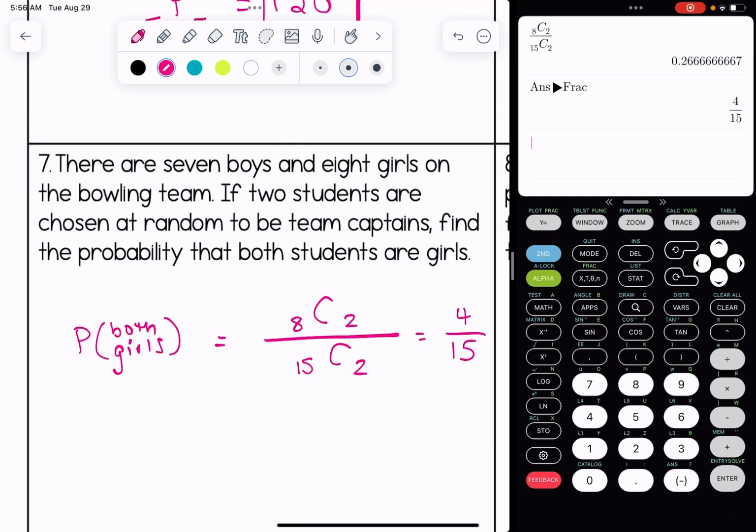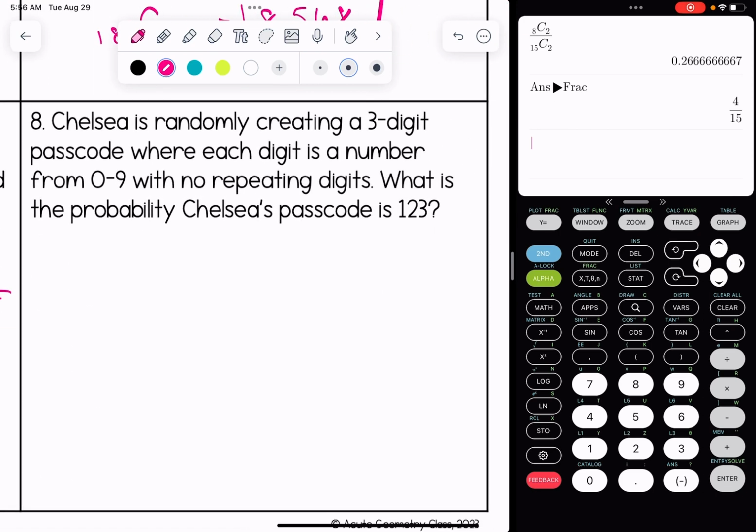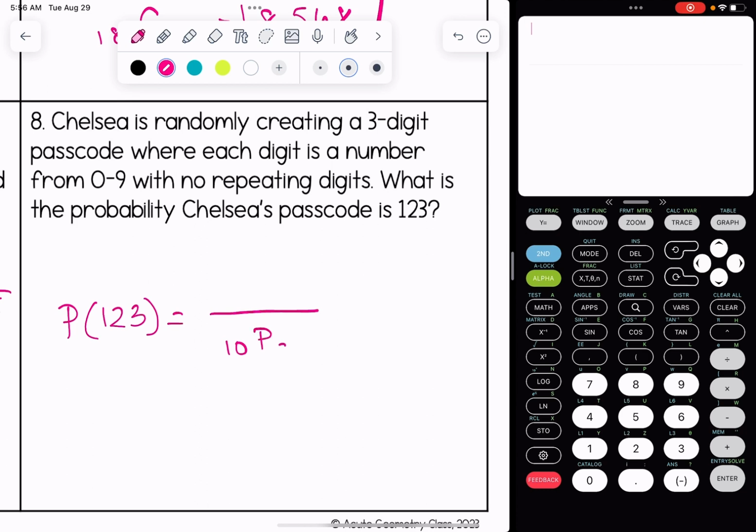All right, our last question. Chelsea is randomly creating a 3-digit passcode where each digit is a number from 0 to 9 with no repeating digits. What's the probability her passcode is 123? All right, so we want the probability of the passcode being 123. Let's think about how many total possible outcomes there are here. Okay, so there are 10 digits, correct? So we have 0 through 9, so that's 10 digits. And she has to, in this case, pick 3 of them.